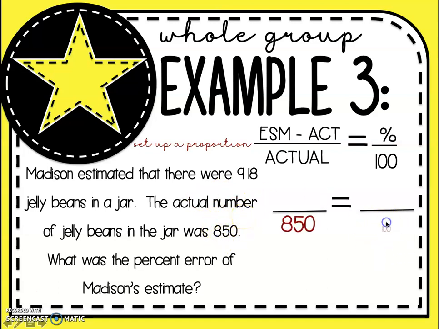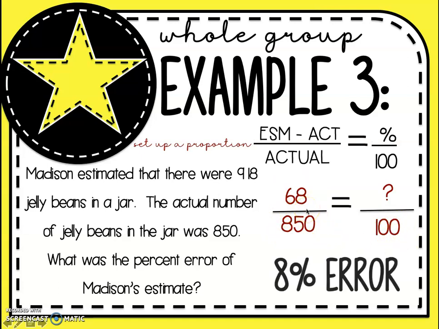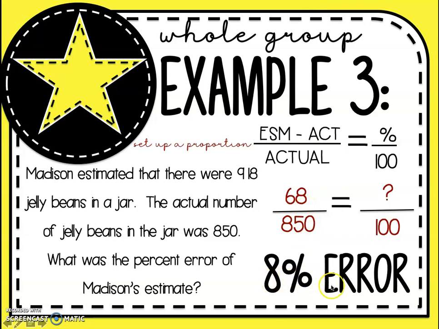We know that this spot right here is always 100 because percent's always out of 100. We know our percent is the question mark because we're calculating the percent error. And we take our estimated number, 918, minus our actual number, 850, and we get 68. Now we have a percent proportion, and we can just cross multiply and divide to solve. So we take 68 times 100 and get 6,800, divide out the 850, and we get that it was an 8% error.